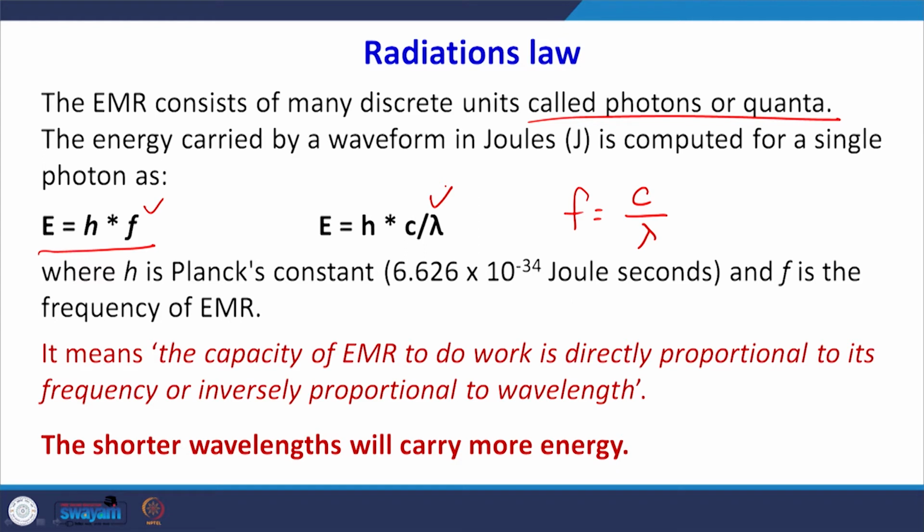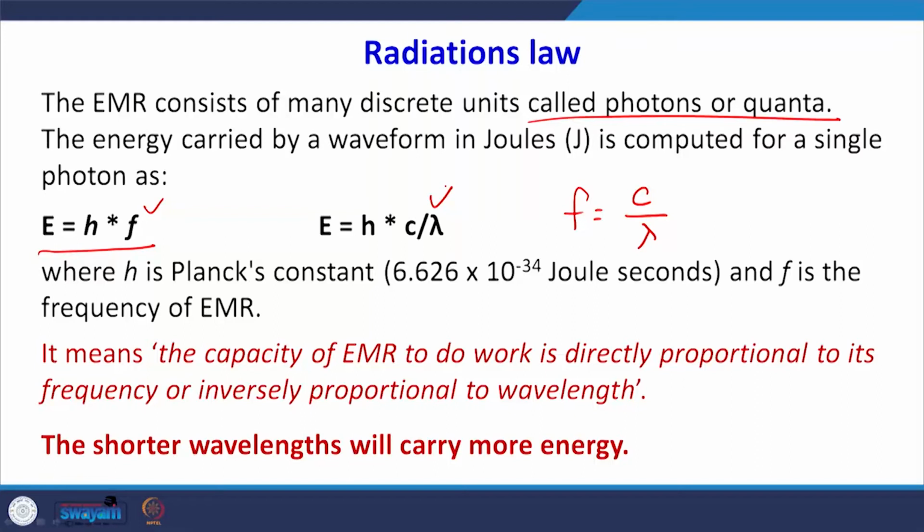It means the capacity of electromagnetic energy to work is directly proportional to the frequency or inversely proportional to the wavelength. So a shorter wavelength will carry more and more energy. Shorter wavelength means again the X-rays and gamma rays as compared to the visible part of the spectrum. So this is the radiation law.